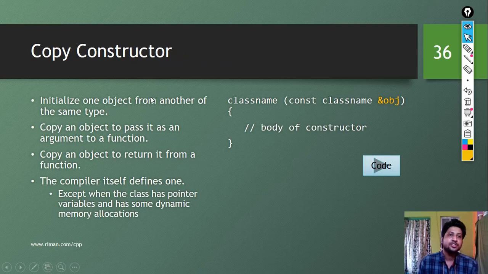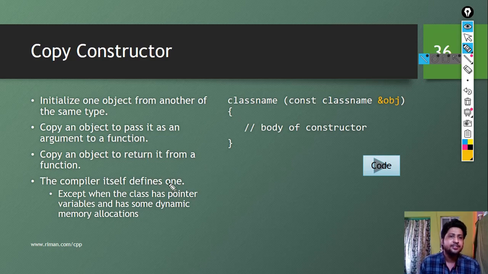So now, copy constructor. What it does is initialize one object from another object of the same type. We have seen that example, right? How a copy constructor is used to create a new object, or initialize a new object, from another object. Copy constructor, object to pass. So we will come to that.